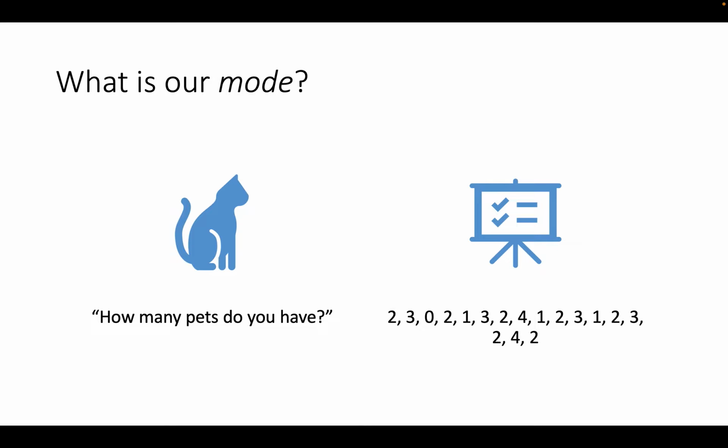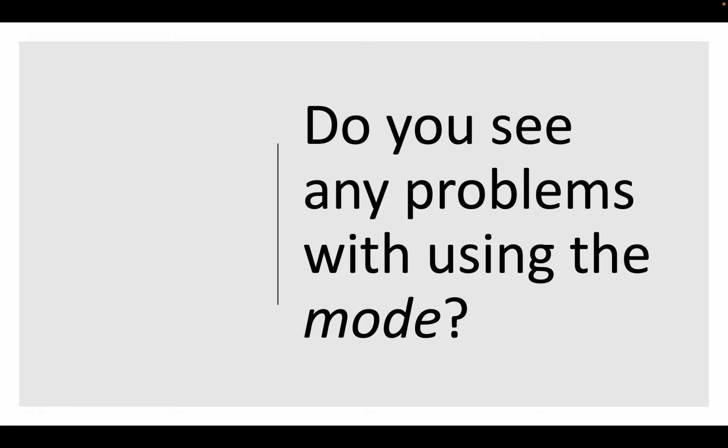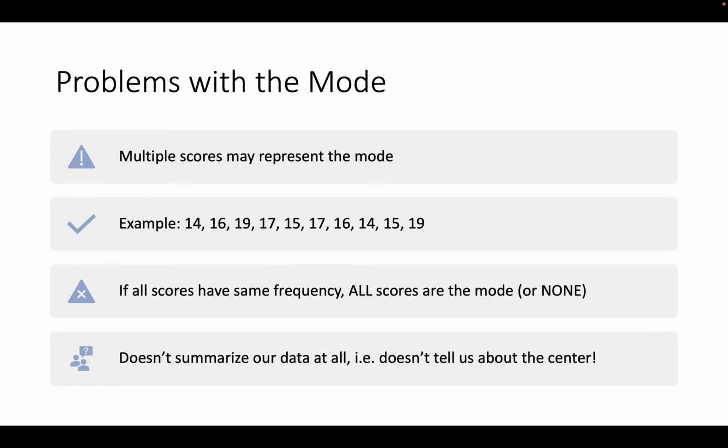Pretty simple, right? All right, so do we see any problems with using the mode? Let's think about how the mode may or may not be the best representation of our data. So first, you may have more than one mode. Let's look at this example. So here we have two 14s, two 15s, two 16s, two 17s, and two 19s, right? So in this example, we have 5 modes, and that's really confusing and doesn't tell us a lot about our data, right? And especially it isn't helpful when we're trying to determine the center of our data.